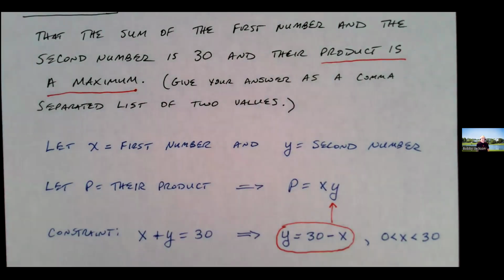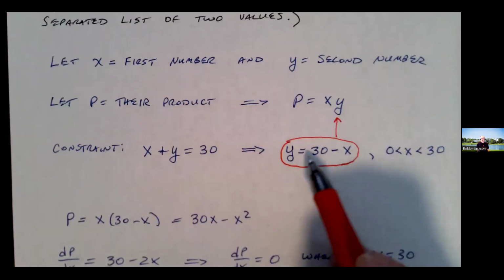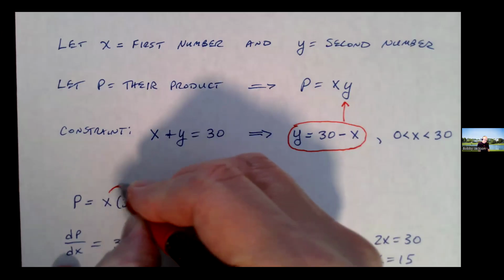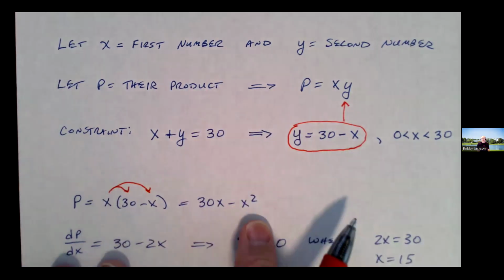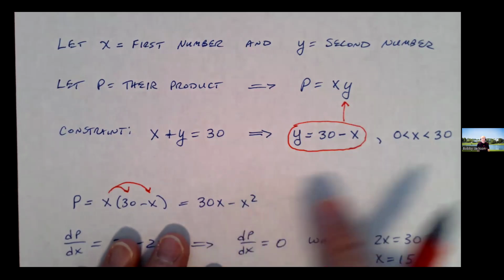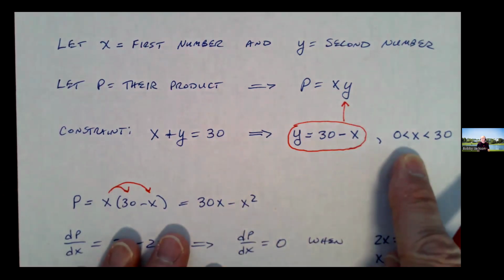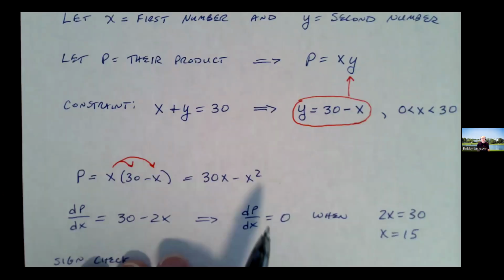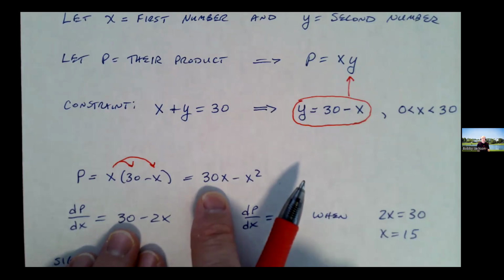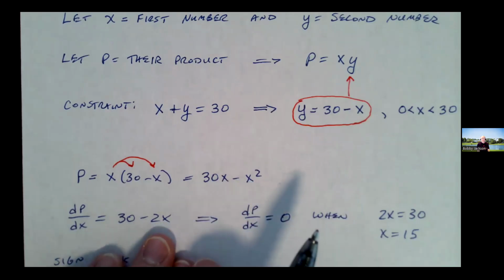Okay, so I'm going to just replace y with 30 minus x. I'm going to distribute the x through, and I'll get 30x minus x squared. So basically, I just want to find the maximum for this function on this open interval. Notice it's an open interval. That's important. Take the derivative of this function to find our critical points. The derivative of 30x is 30. The derivative of x squared is 2x.